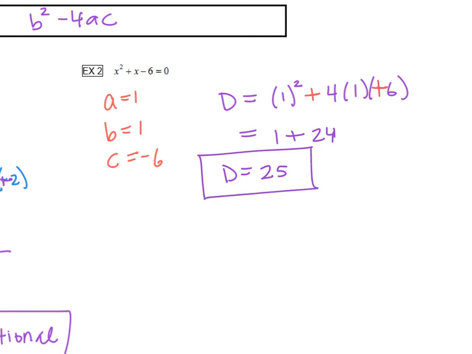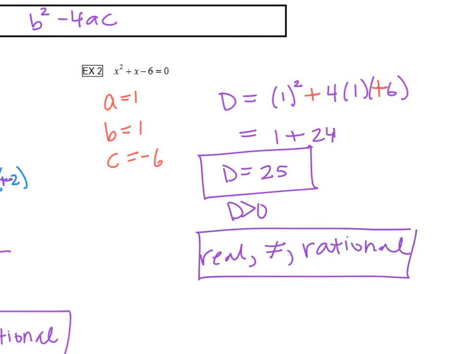Alright, now we want to kind of keep an eye on those notes. If your discriminant is greater than 0, because 25 is greater than 0, that means our roots are real numbers. They are not equal to each other, which means the two roots will be different numbers. And then because 25 is a perfect square number, that means that our roots will be rational. So we find the discriminant and we list off those pieces to describe the nature of the roots.